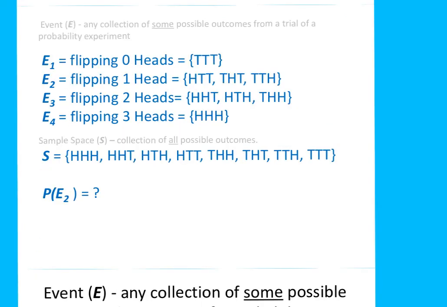So if the order does not matter, what is the probability of E sub 2 occurring? E sub 2 is flipping 1 head, and there are 3 different ways to flip 1 head. So 3 out of how many items in the sample space? 1, 2, 3, 4, 5, 6, 7, 8. 8. So the probability of E sub 2 is 3/8. That cannot be reduced, so we're done with that.